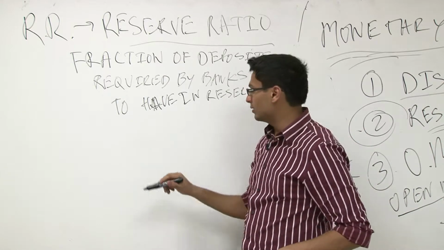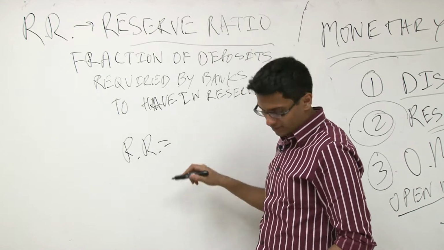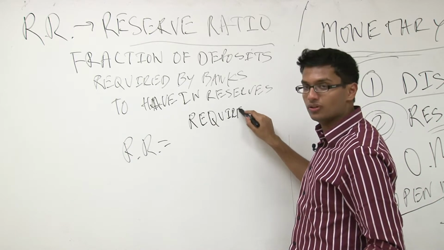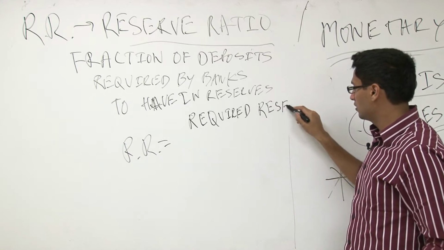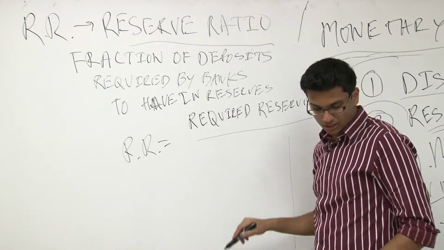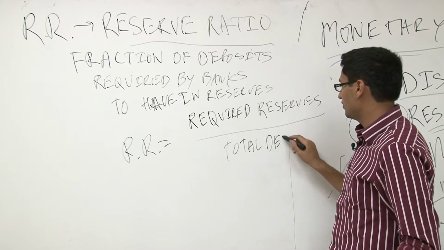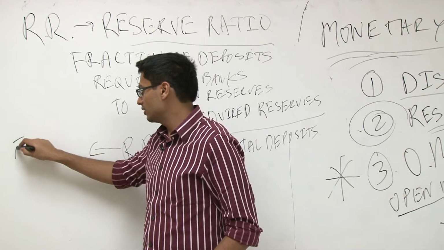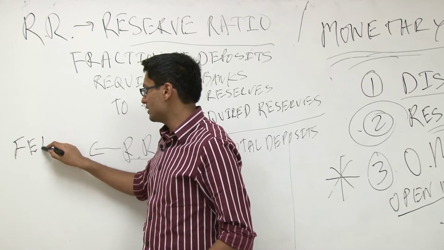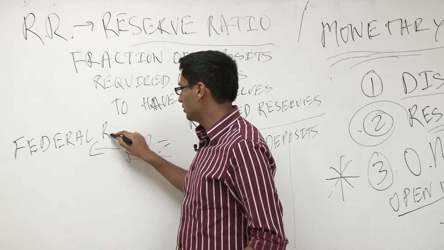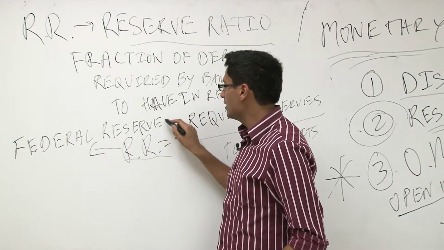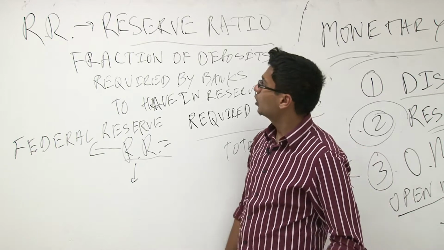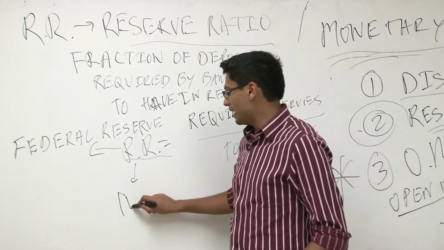And mathematically, this boils down to the fact that reserve ratio, or RR, is equivalent to the required reserves over the total deposits. Pretty straightforward, right? So let's say that my reserve ratio is set by the Federal Reserve. In the United States, it's set by the Federal Reserve. The Federal Reserve comes in and says the reserve ratio should be 10%.